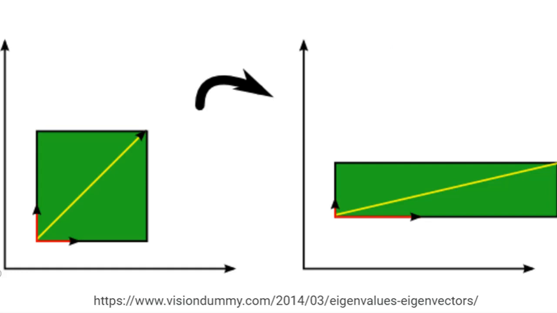So along the x direction the length is twice, and along the y direction the length is half. Now during this transformation, the direction of these red vectors is not changing, whereas if you consider this yellow vector, its direction changed.